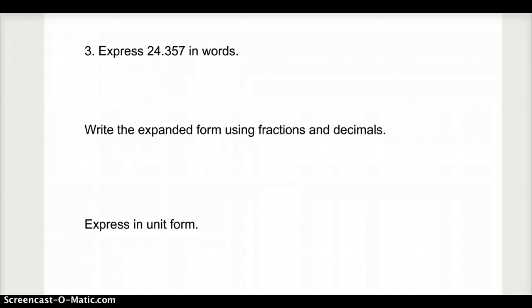Number 3, our last problem. Express 24 and 357 thousandths in words. It's kind of long, but you just have to take it apart piece by piece. Let's start with the whole numbers first. The 24. Alright, so I have 24 written out in words. I'm going to give you a minute to try and write the rest. Don't forget your decimal point and how we write that.